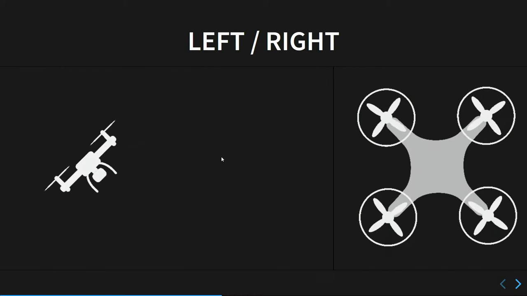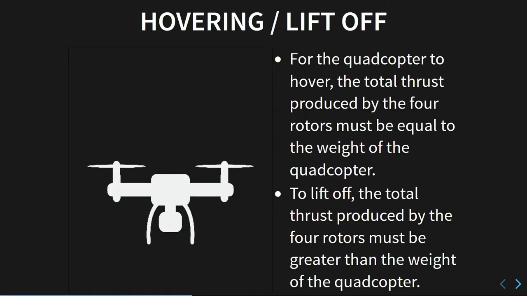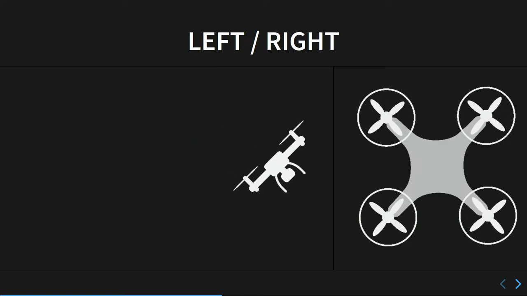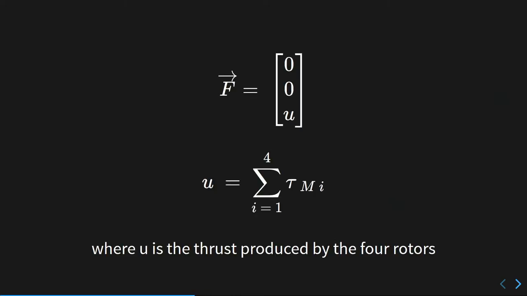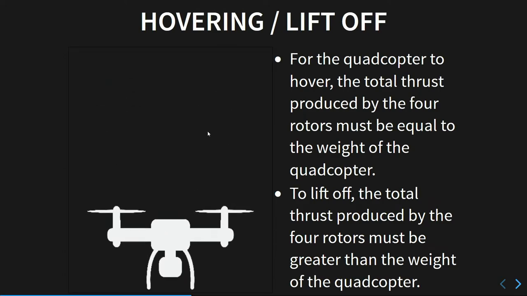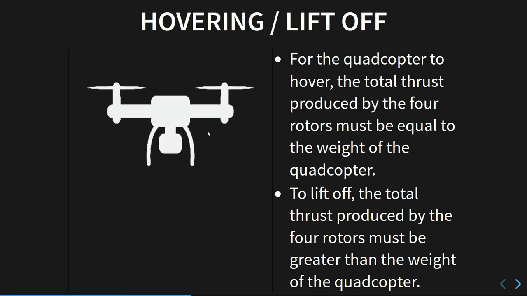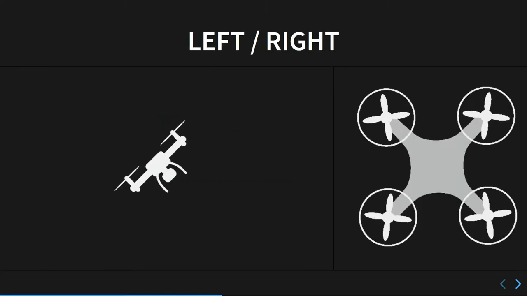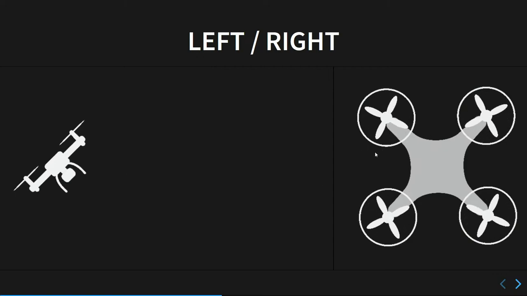So let's focus on the left and right aspects of this quadcopter. In here, we just focused on hovering and what happens when it goes up and down. Up and down is basically controlled by the motor speeds. But what if there's an imbalance between the motor speeds? So for example, what if they're not all equal?